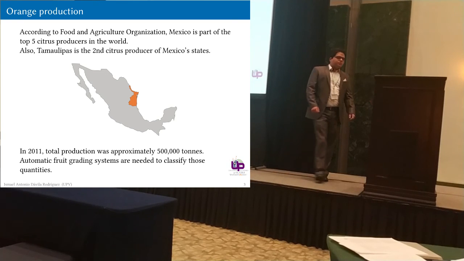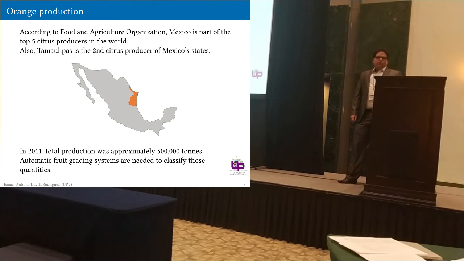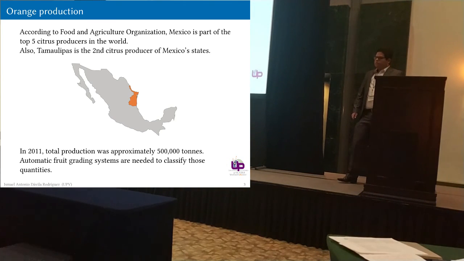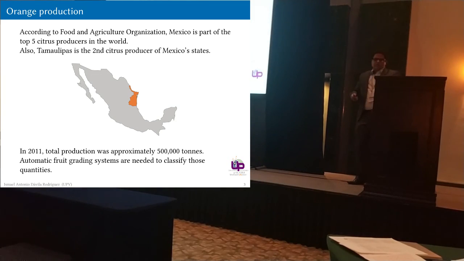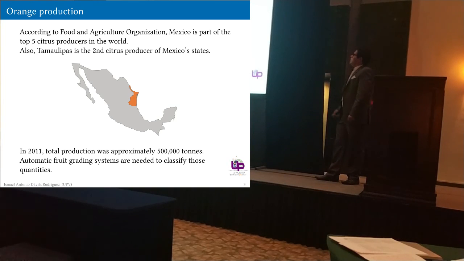First of all, the orange production in Mexico is huge, and according to the Food and Agriculture Organization, Mexico is in the top 5 of the orange producers in the world. Also, Tamaulipas, my hometown, is the second citrus producer in Mexico. This is Tamaulipas state, and in 2011 the total production was approximately 500,000 tons of orange. So, for these quantities, automatic fruit grading systems are needed.